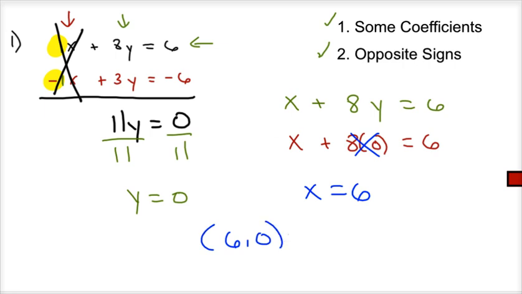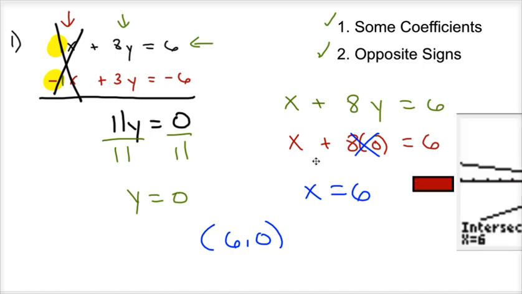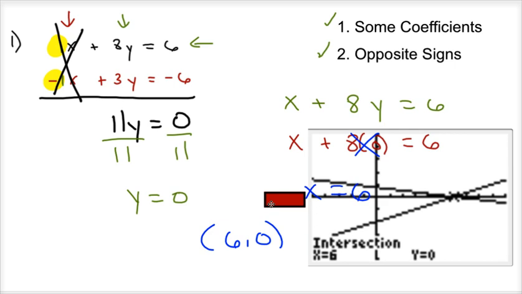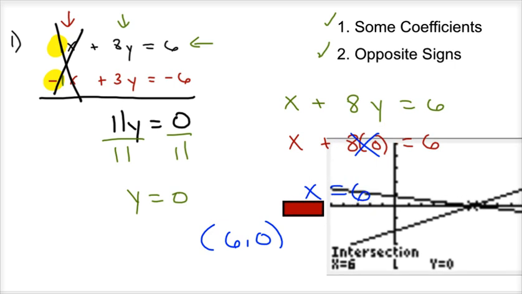So what does this mean? These are two linear lines. Okay? This is their point of intersection. So if we look at their graph, here, their point of intersection is at the point 6, 0.